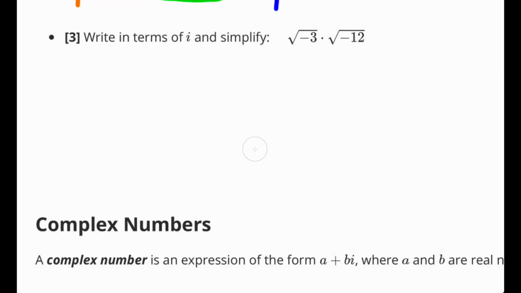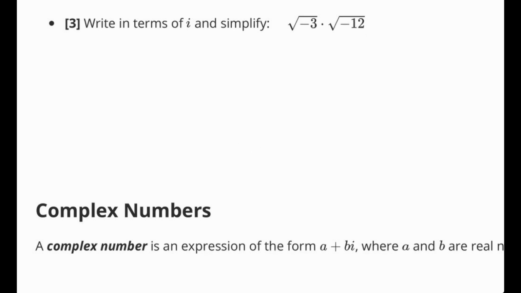All right, this next one, write in terms of i and simplify. Okay, so this is going to be a little more interesting. First thing we're going to do is pull the i's out just like we did before. You can make them positive and pull the i's out, just like that. Okay, I'm going to factor everything again.